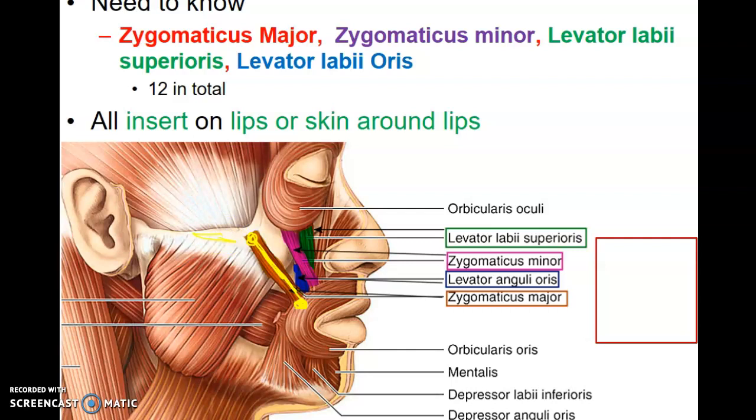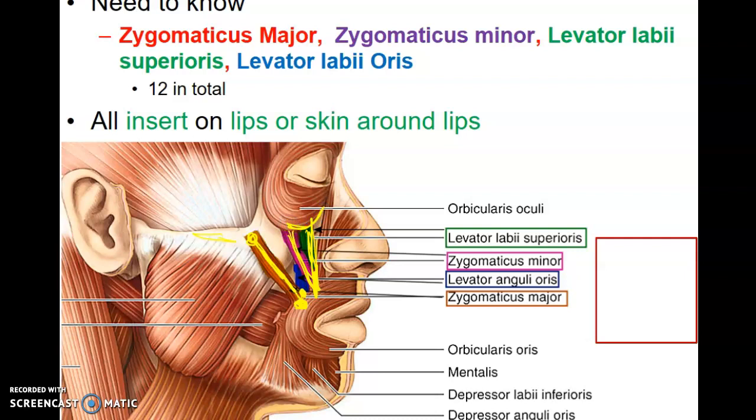Then we have the Zygomaticus Minor, right here, going up to the maxillary process. We have the levitator anguli hiding in the middle there, and it sort of goes underneath those 2. And the levitator labii superioris goes straight up from, again, the corner to the infraorbital margin. So they're all going to let you smile.